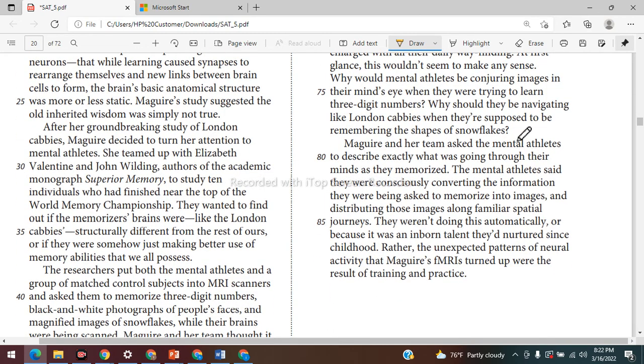Maguire and her team asked the mental athletes to describe exactly what was going on through their minds as they memorized. The mental athletes said they were consciously converting the information they were being asked to memorize into images, and distributing those images along familiar spatial journeys. They weren't doing this automatically or because it was an inborn talent they had nurtured since childhood. Rather, the unexpected patterns of neural activity that Maguire's fMRIs turned up were the results of training and practice.